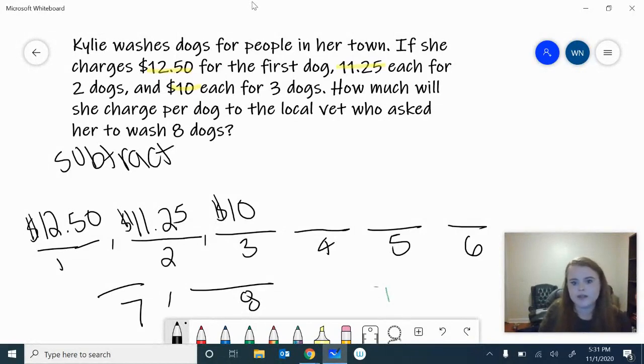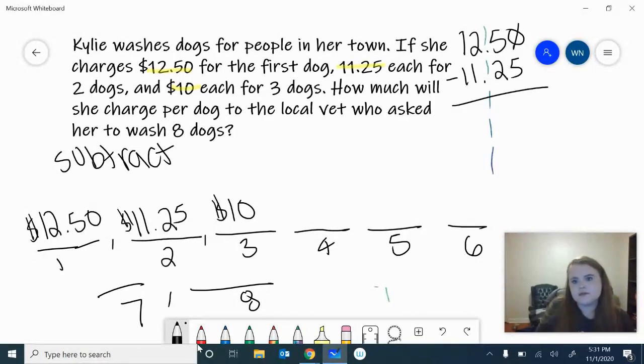So we have to fill in all of our blanks to figure out what we're going to get when she gets to 8 dogs. Okay. So we've already filled in our first part. So let's figure out what's in between them. Remember, to figure out what's in between them, all we're going to do is subtract. So we're going to say $12.50, magical decimal line, minus $11.25 to figure out what's in between them.